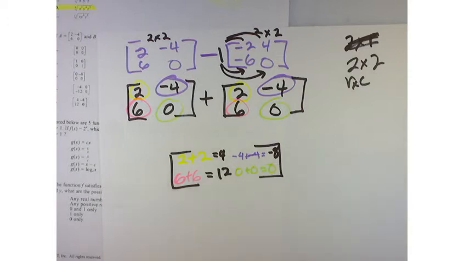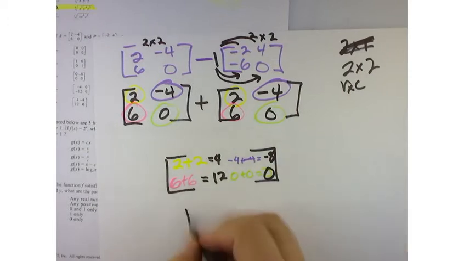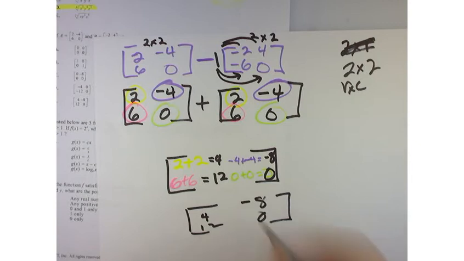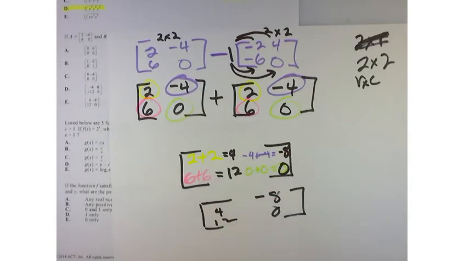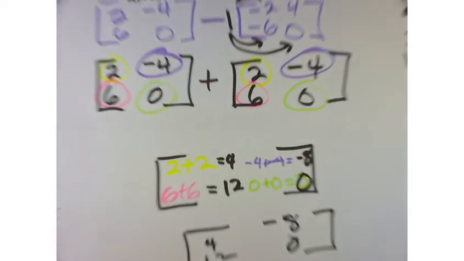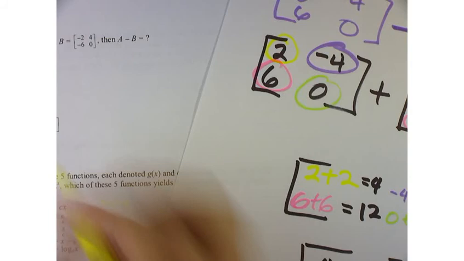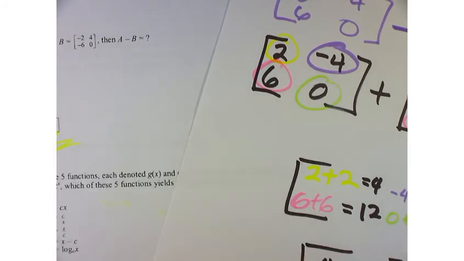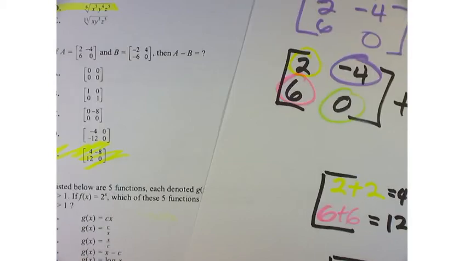So then what is my final answer? Well, my final answer is 4, 12, -8, 0. If you zoom in real quick, that would be this answer right here, E. So number 5 is E. Does that make sense?